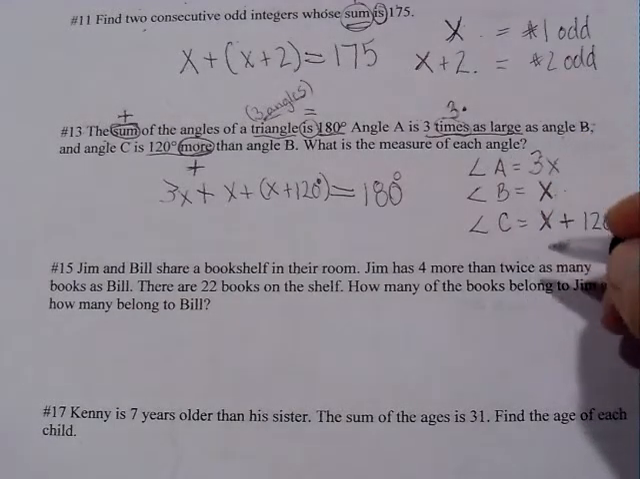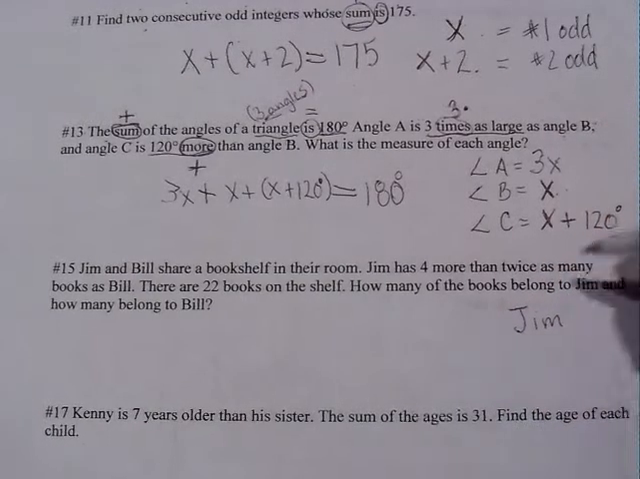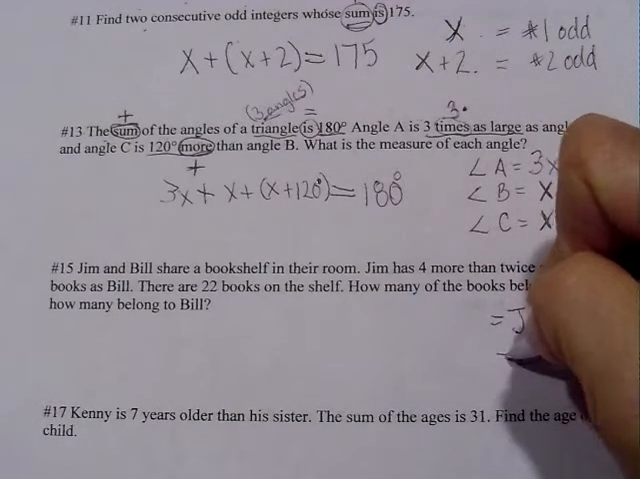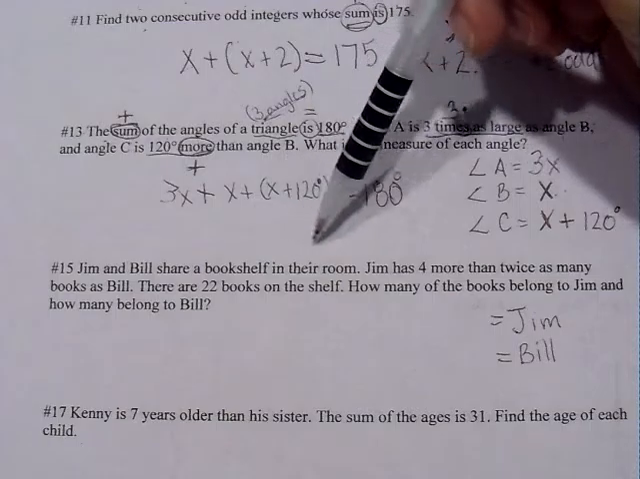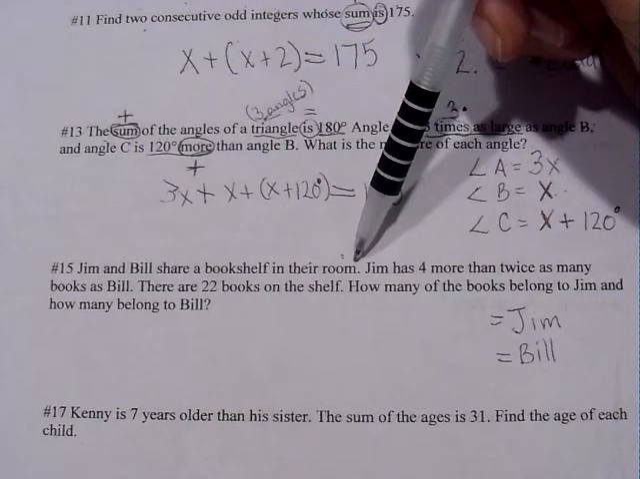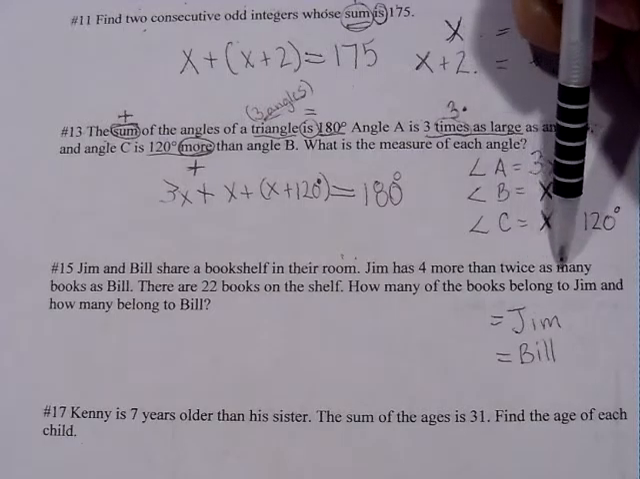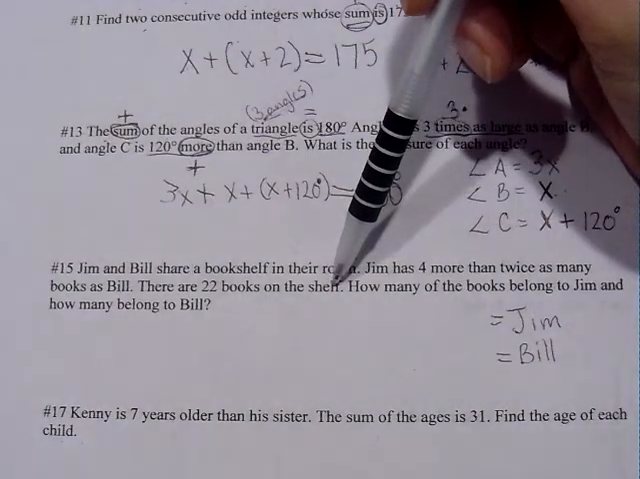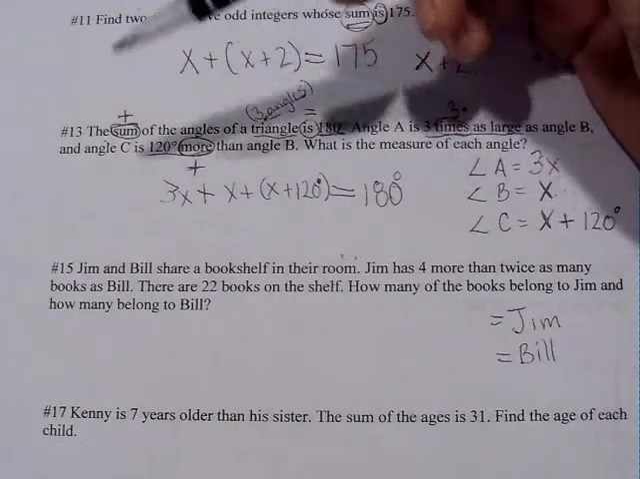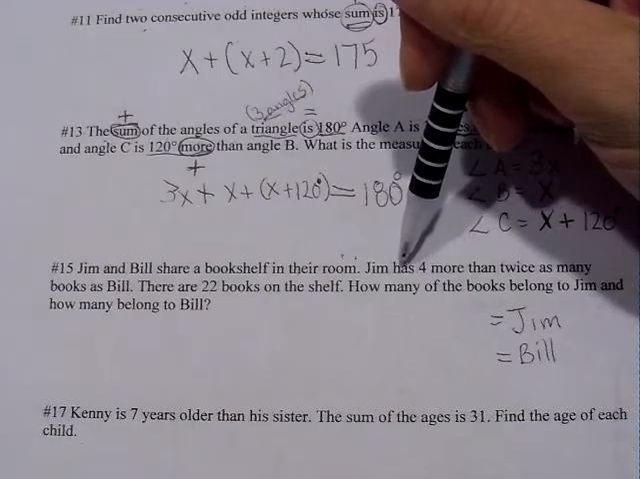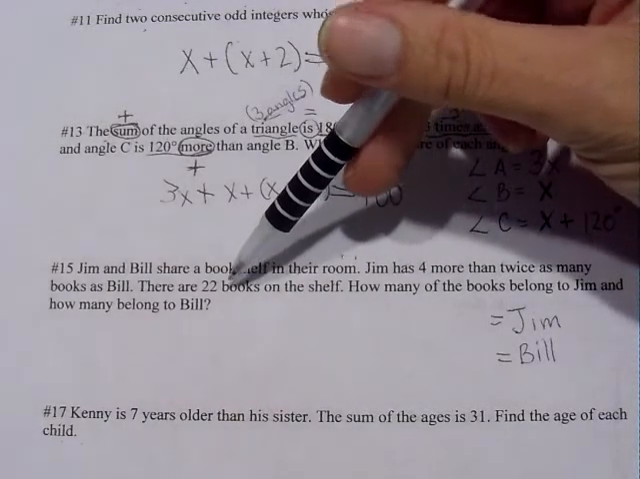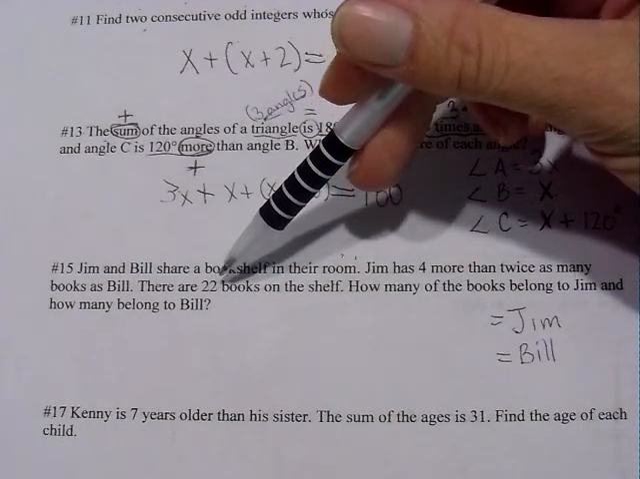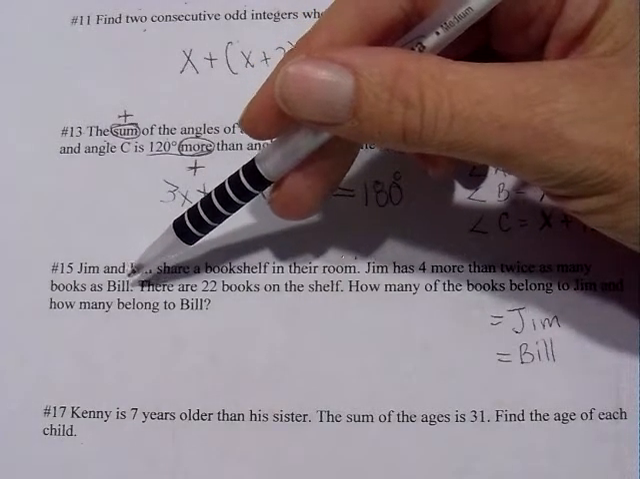All right, so we have Jim and we have Bill. They both have books on one shelf. Okay, they share a bookshelf in their room. Jim has 4 more than twice as many books as Bill. And we know there are 22 books total on the shelf. You should see that logically, if Jim and Bill both have books on the shelf and there are 22 books in all, you're going to add what Jim has to what Bill has to get your 22. But let's represent what Jim has and Bill has as a variable.